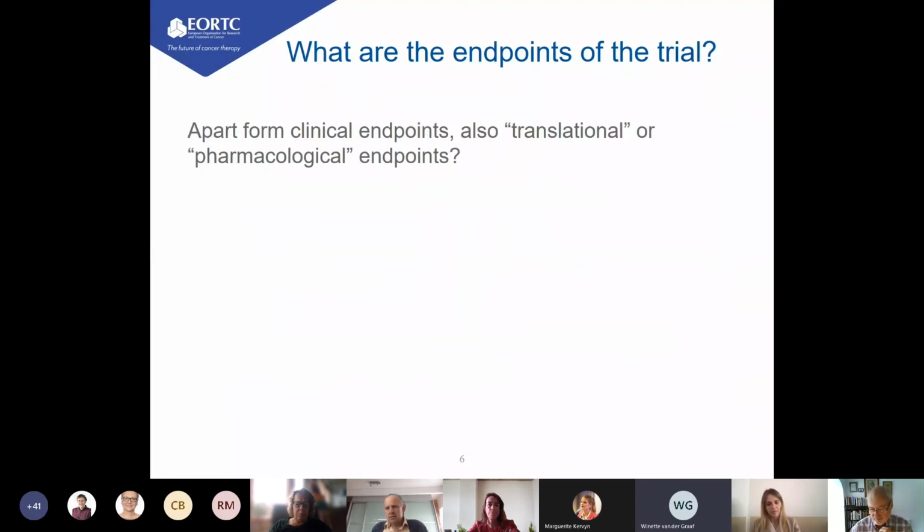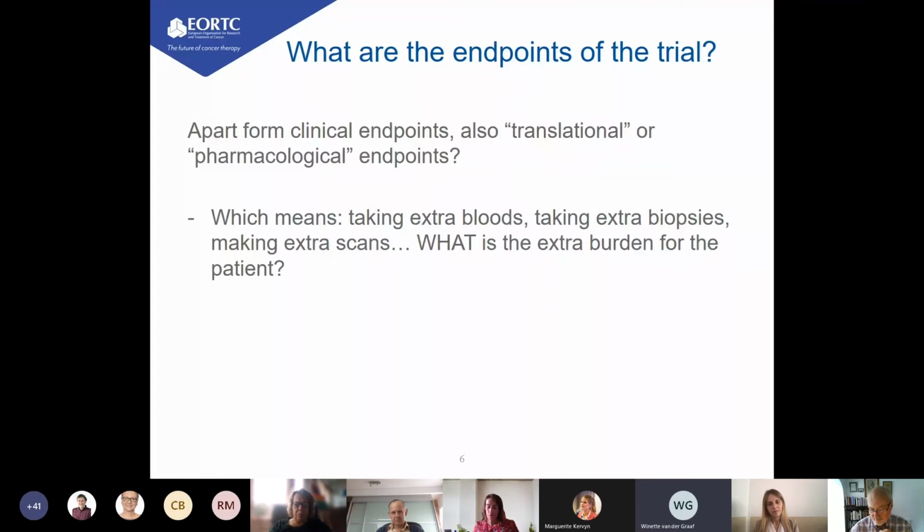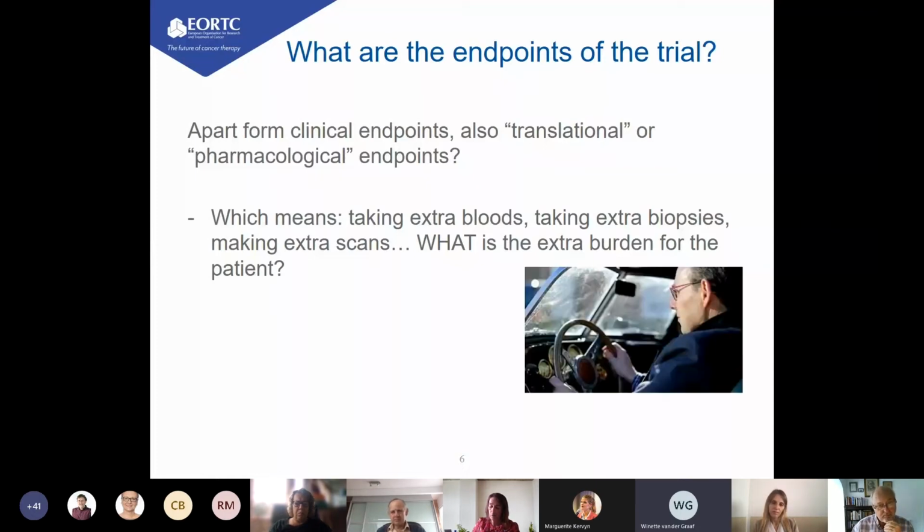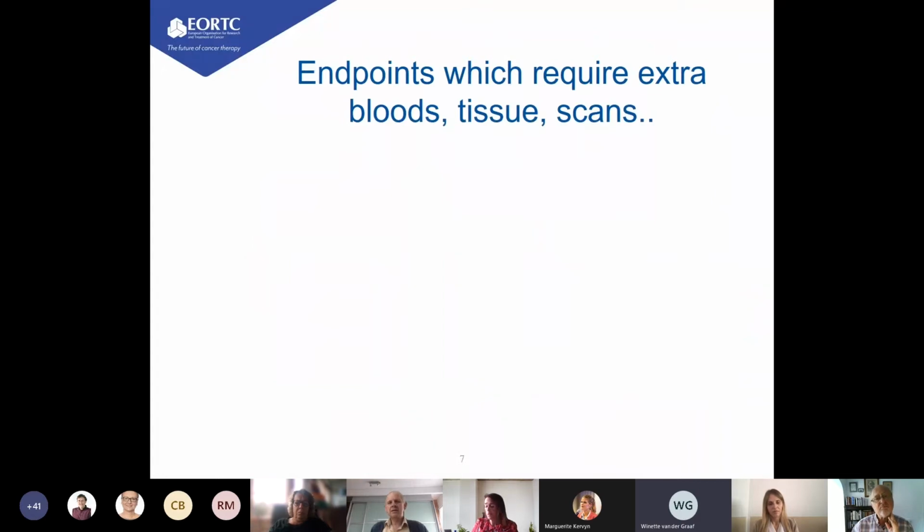Apart from clinical endpoints, there are also translational or pharmacological endpoints. Jessica pointed already at that. But that means that you need to take extra blood, extra biopsies, extra scans, and what's the extra burden for the patient, but also for the hospital? And for the patient, it can mean that they have to travel a lot, and is that also foreseen? Does that impact recruitment? Because sometimes patients don't like this, and you can live in an area where patients have to travel a lot, and then they think, I don't want to come extra for all these things, and that can impact the recruitment of such a trial.